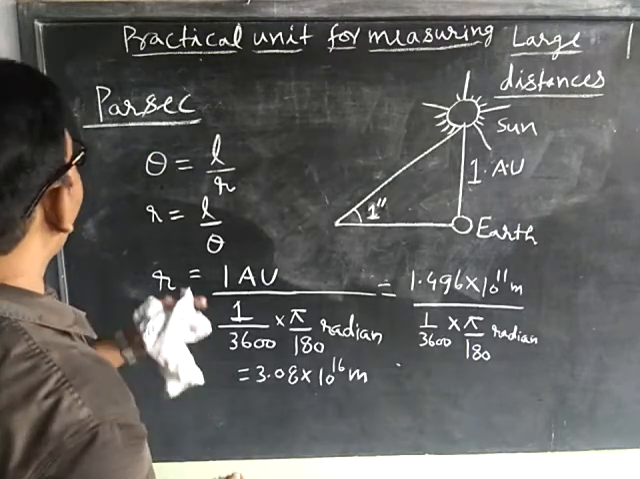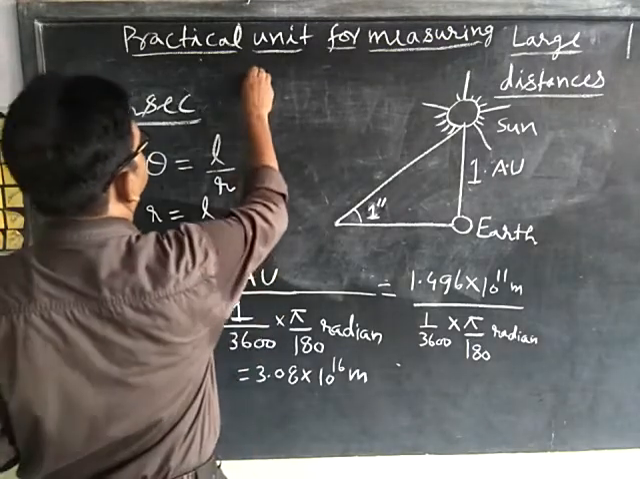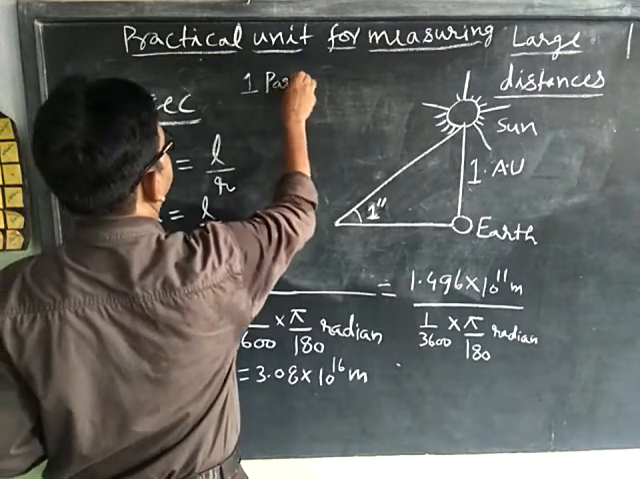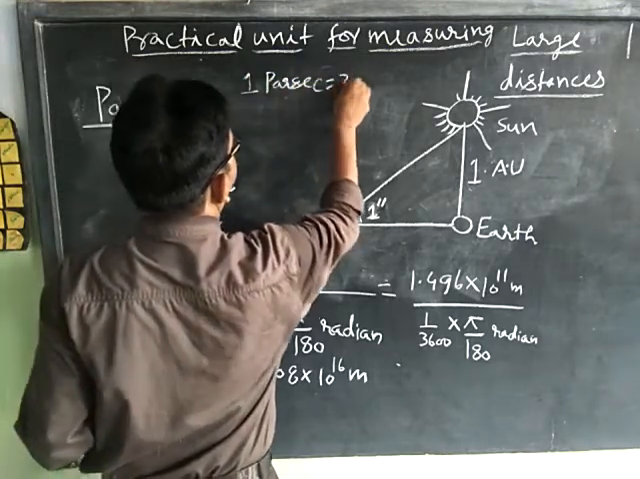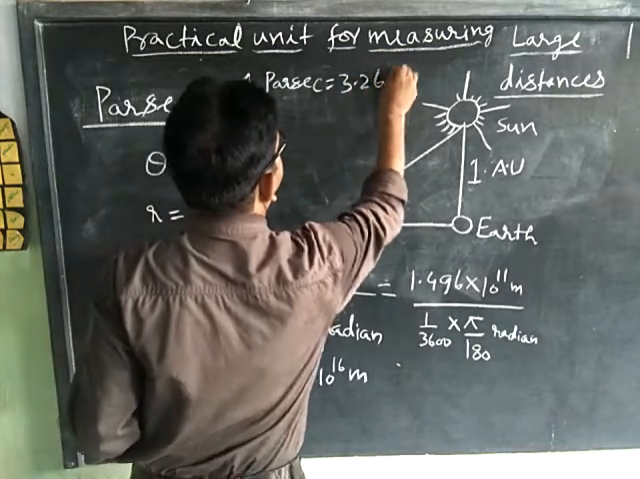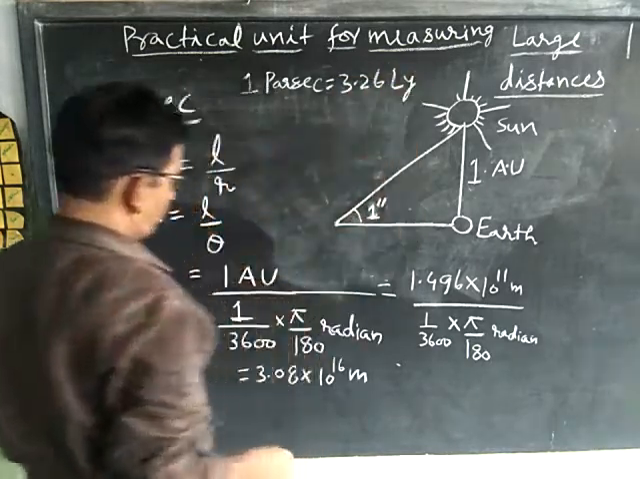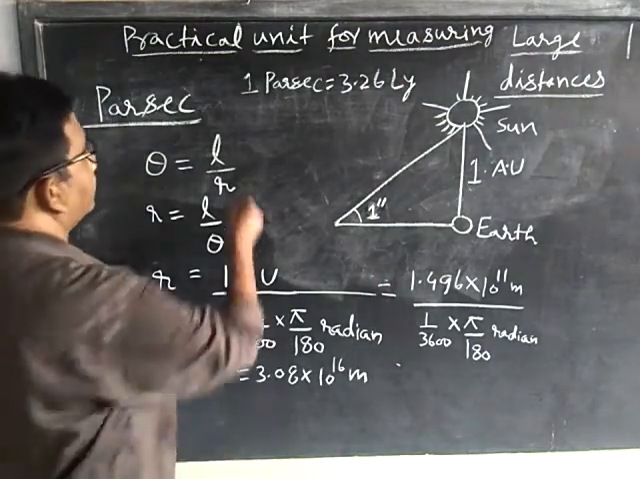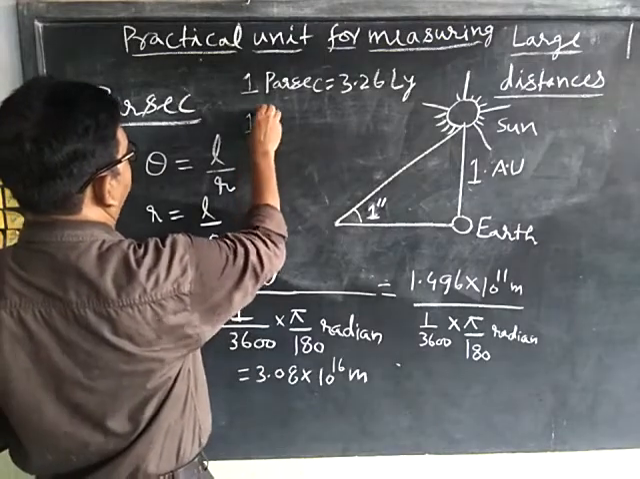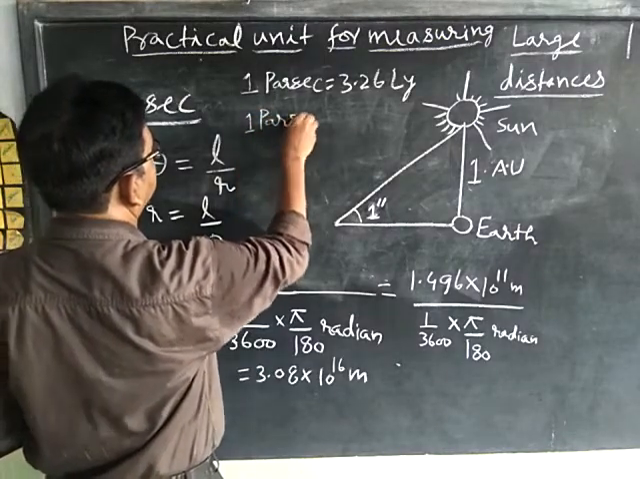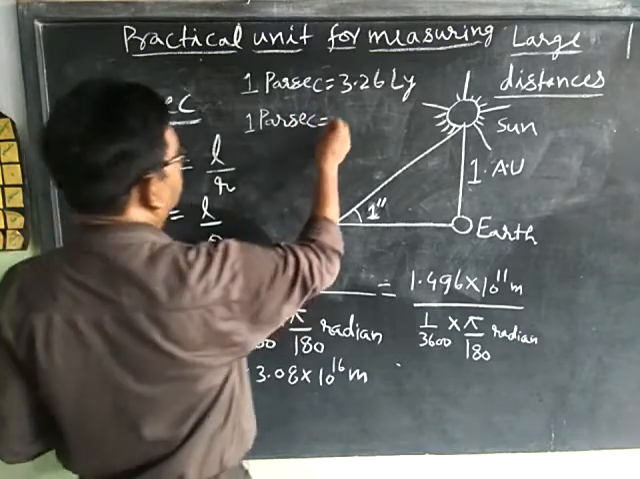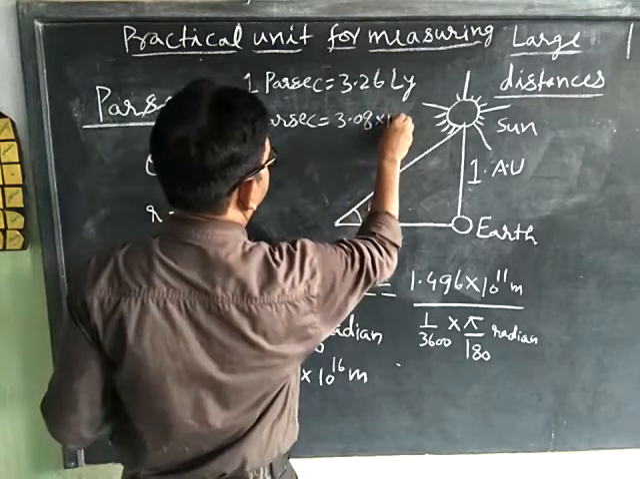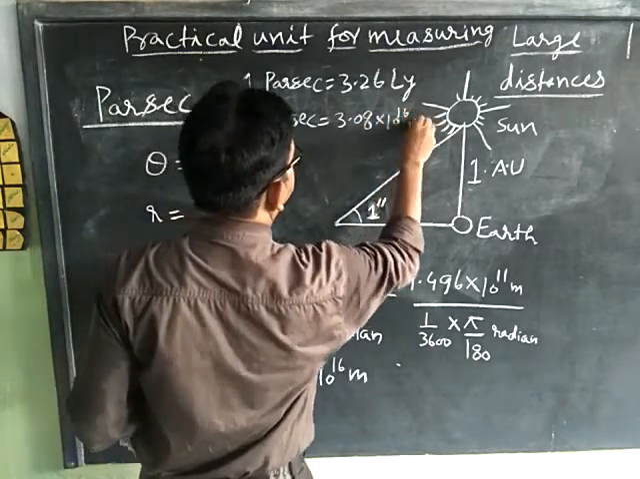Thus we can also say 1 parsec is equal to 3.26 light year. We can also say 1 parsec is equal to 3.08 × 10^16 meter.